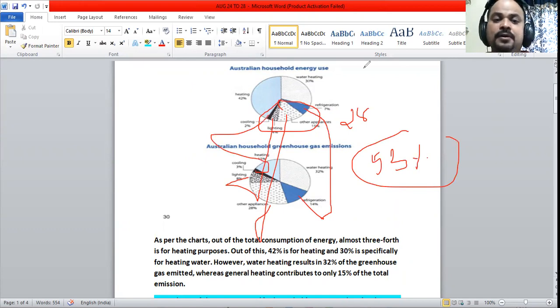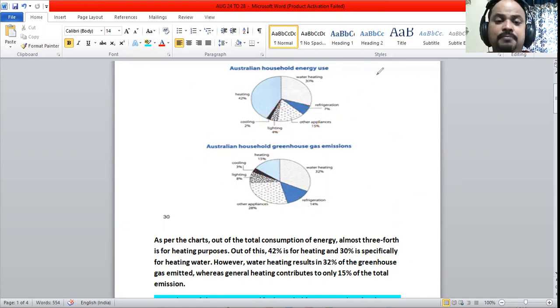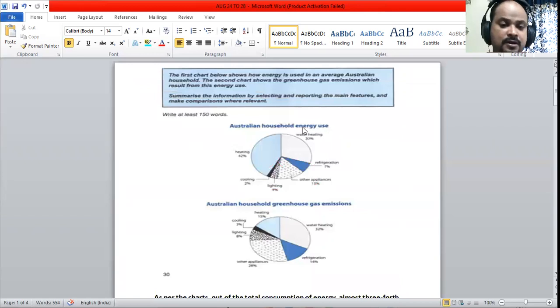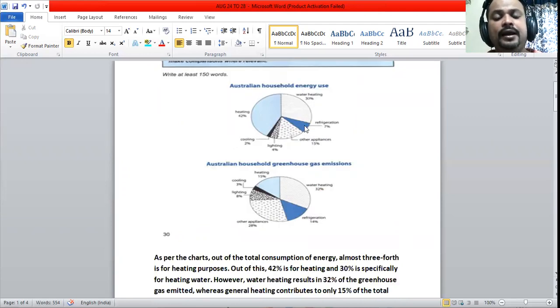So we have come to the end of this particular session. We have made a direct relationship between the energy use and the greenhouse gas emissions here. We have found out that water heating is the area where most of the energy is consumed, and gas emission is done by other equipment more than the heating. Okay. So that's the end of the session here. Thank you.